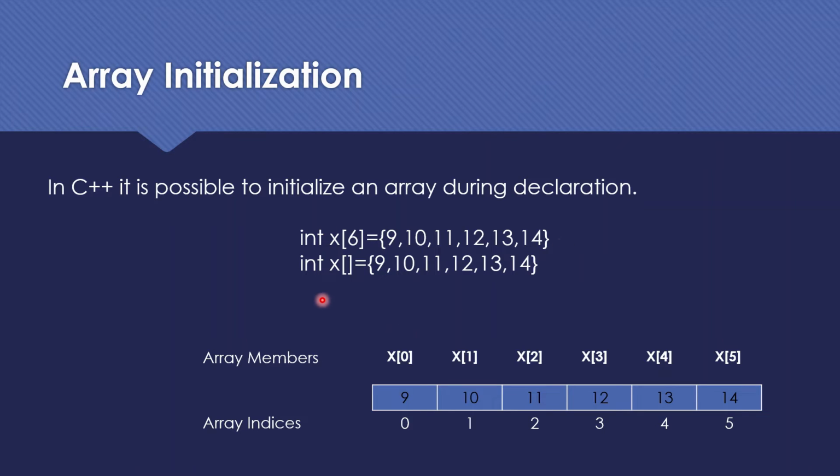So we can do it like this also. In here we haven't stated the array size. In this kind of instance, the compiler automatically detects that this array x contains 6 elements by counting the elements which we have initialized or given to the array.